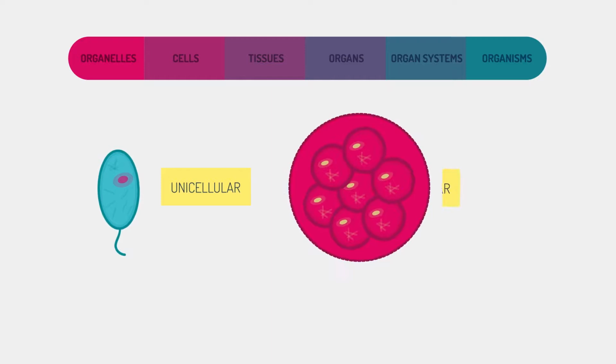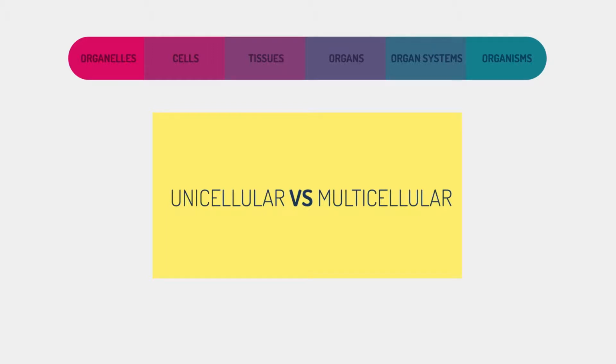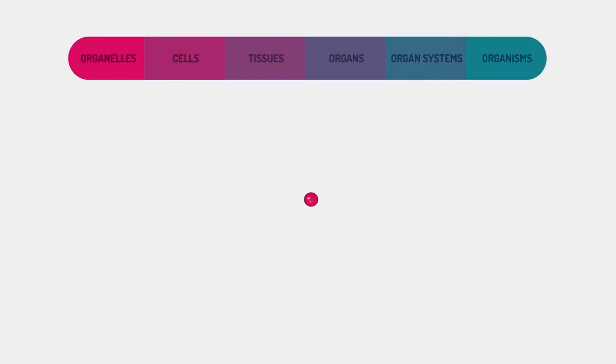However, multicellular organisms have various levels of organization within them. To learn more about the differences between unicellular and multicellular organisms, watch this video. All living things are made up of cells. This is what distinguishes them as living. Cells are the building blocks of life.